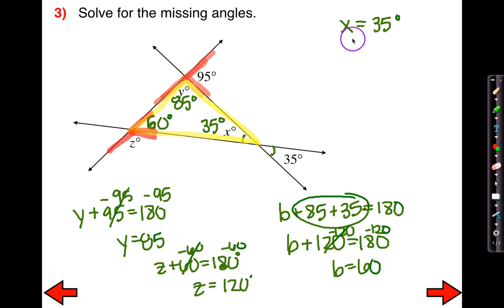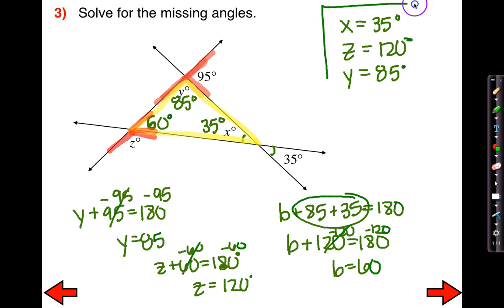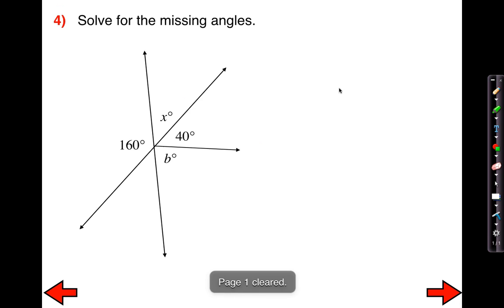So now I know z is 120 degrees, and let's not forget the angle measurement for y is 85 degrees. So that would be our answer for those. Okay, so now moving on.